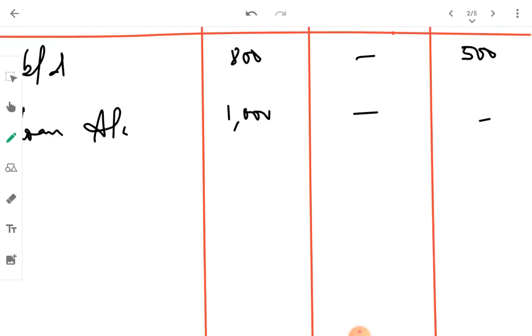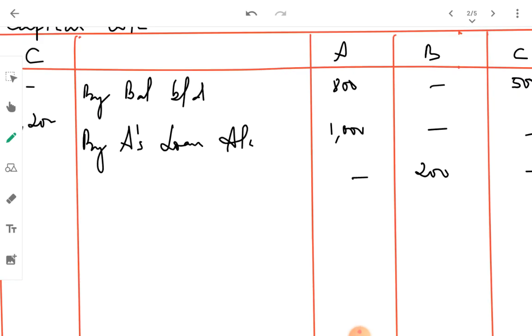So an amount of rupees 200 is received from partner B. This is by cash account, the amount that partner B has brought in. Okay, so that is rupees 200. And then there is no further information pertaining to the partners' capital accounts.